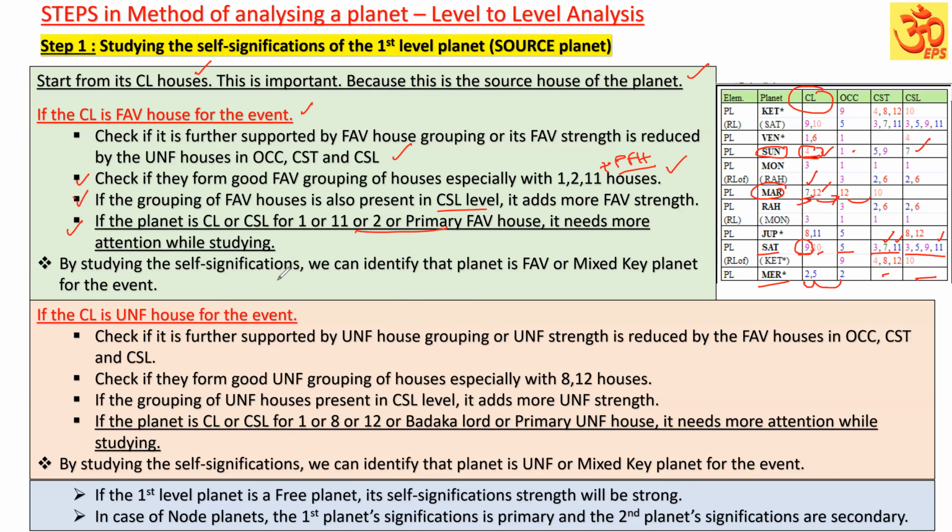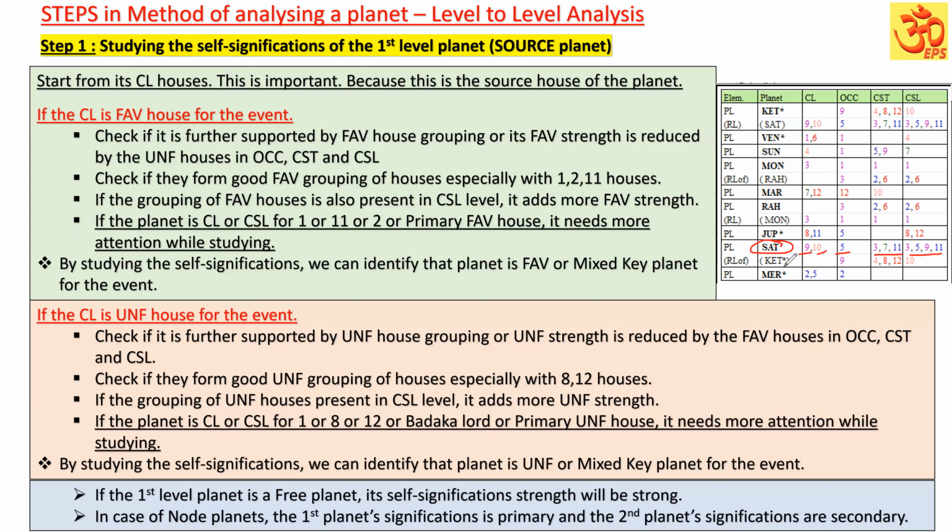By studying the self significations, we can identify that planet, whether it is a favorable or mixed key planet for the event. Suppose a planet is having only favorable houses. For example, you can see Saturn. Saturn is 9th lord, 10th lord also, but 10 is not much unfavorable. 9th lord occupying 5th house, 3, 7, 11 star lord, and 3, 5, 9, 11 sub lord, as we discussed. It has got very good house grouping. So it is a favorable key planet.